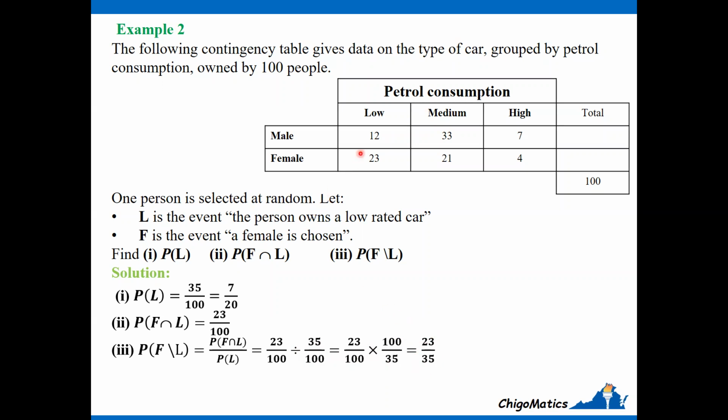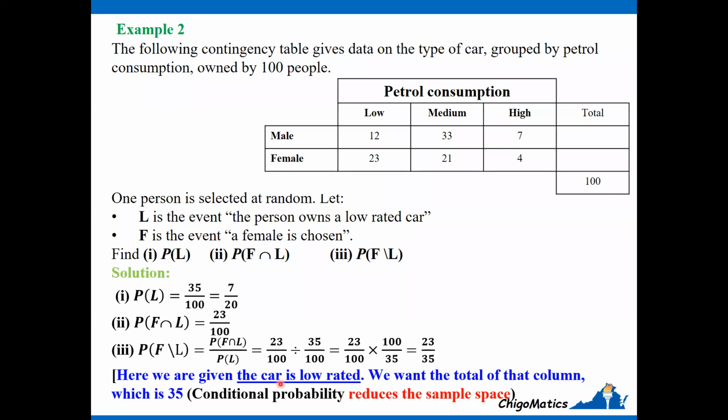But one would say 23 is female and low-rated car, right? Over 35. So it means that if you actually understand the issue of conditional probability, we are saying it reduces the sample space. The fact that the low-rated car is where we are working in. So that is our new sample space. So it will be female low-rated car, 23 over our new sample space, which is the addition of this to 35. So in short, I'm simply saying here we are given the car is low-rated. We want the total of that column, that is 12 plus 23, right, which is 35. Conditional probability reduces the sample space. So this is something that you need not forget when it comes to conditional probability.